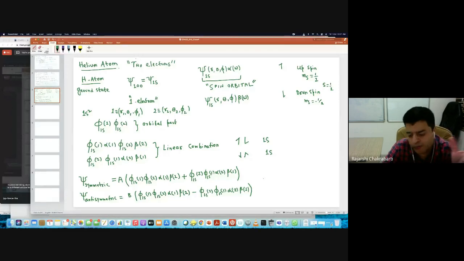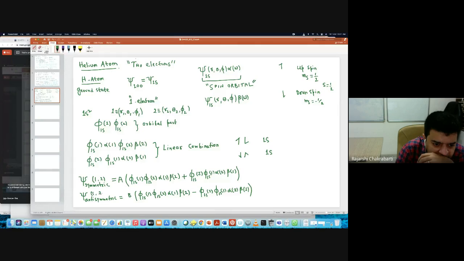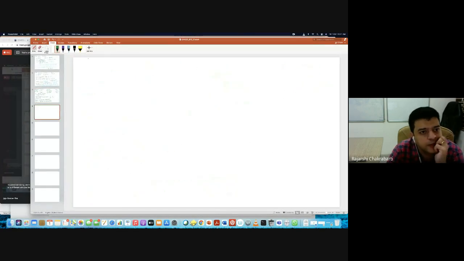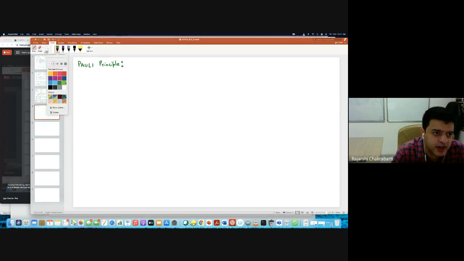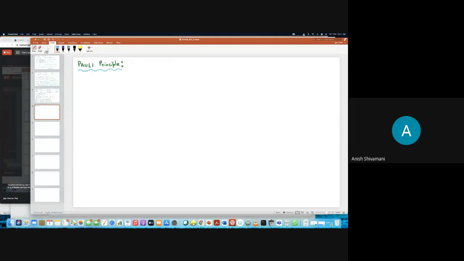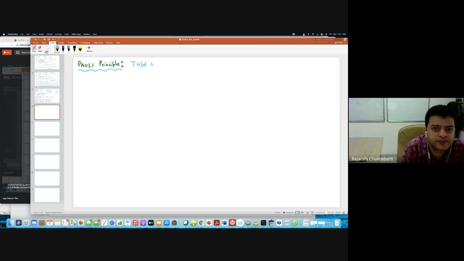Now which one? Both are possible, or should I take something else? Maybe I'll take one of them. This is a function of 1, 2, where 1 is for electron 1 and 2 for electron 2 coordinates. But actually, then there is a principle called the Pauli principle. How many of you know the Pauli principle? If anyone knows, can you tell me what it is? The total wave function for fermions should be antisymmetric under exchange. Yes. So the total wave function, including the orbital and the spin part, for fermions, so I am writing it for electrons, but in general it's for fermions.